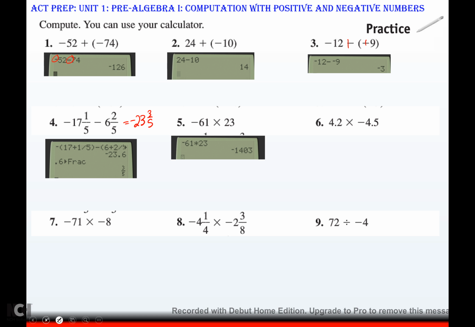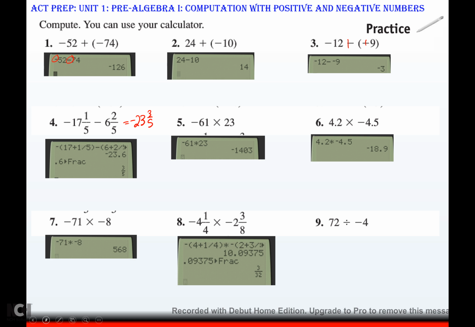Number 5, negative 61 times 23 is negative 1403. Number 6, 4.2 times a negative 4.5 is negative 18.9. Number 7, negative 71 times negative 8 is positive 568. Negative on the outside of parentheses, 4 and 1/4 times negative on the outside, 2 plus 3/8 is 10.09375. So it goes 10 whole times. 0.09375 as a fraction is 3 over 32. So my answer would be 10 and 3/32.